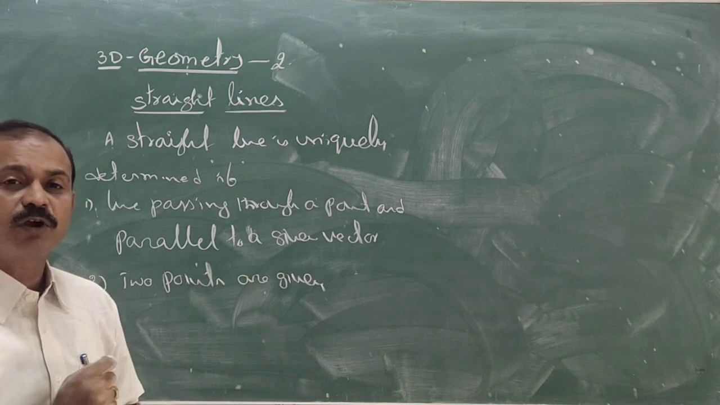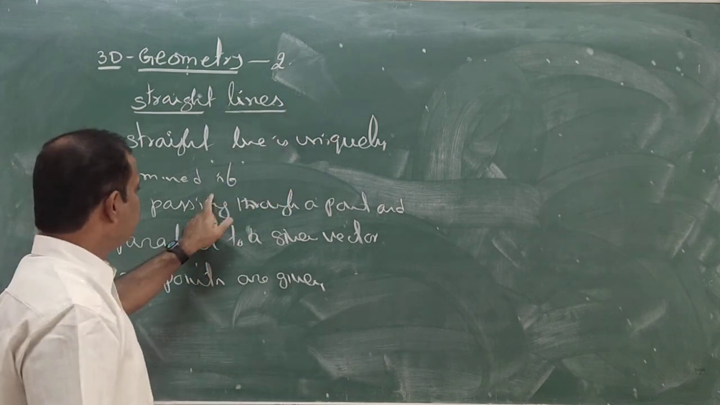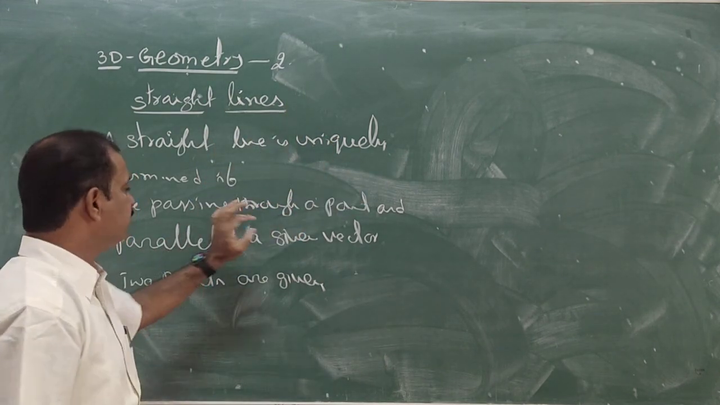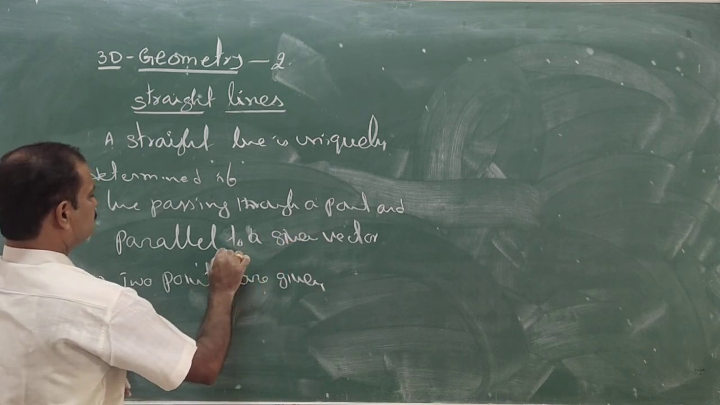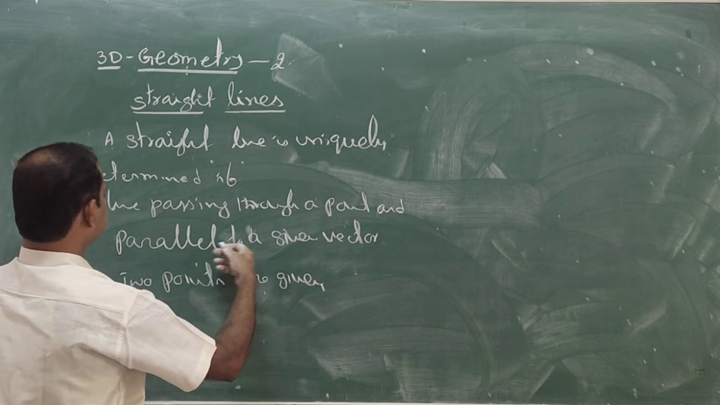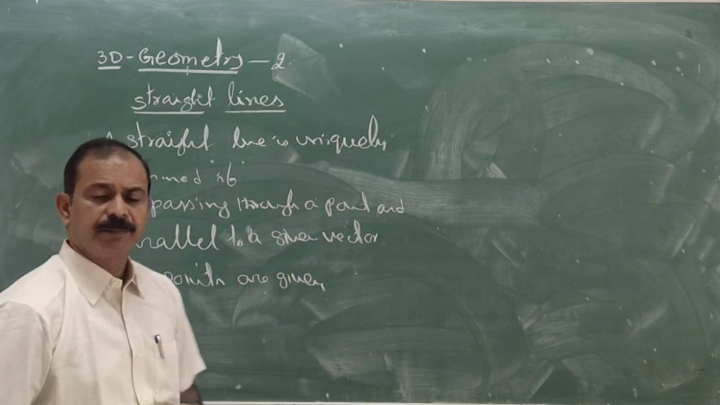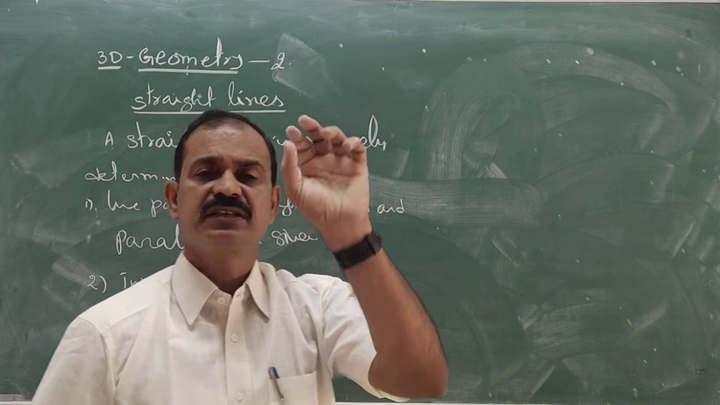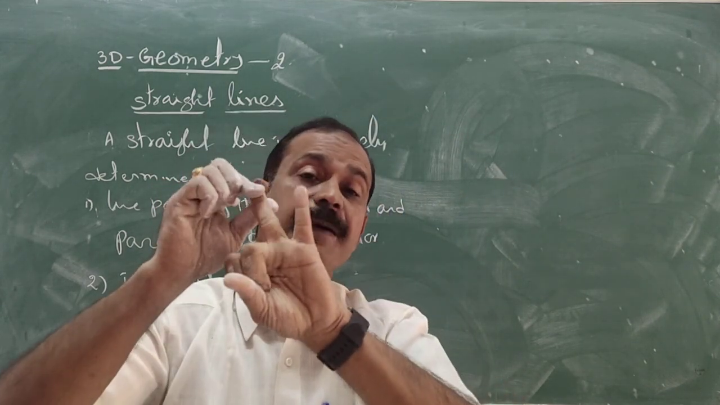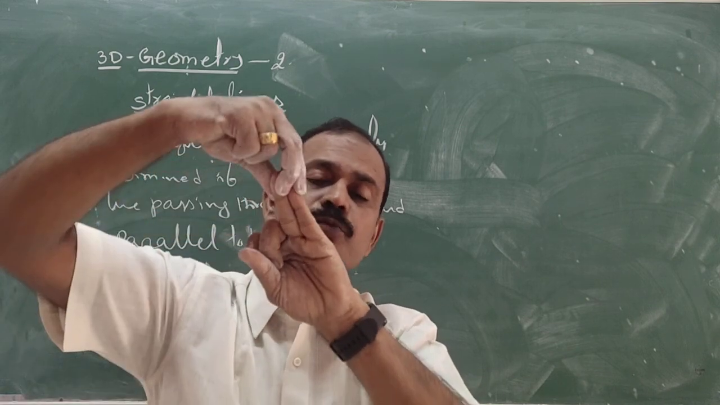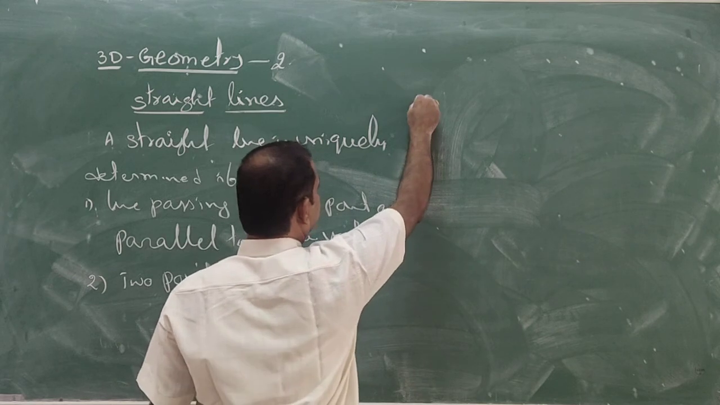Now the major thing I say: whenever straight lines are there, keep in mind that we need one point and we need a parallel vector, that's all. So a straight line means it should pass through a point and it must be parallel to a vector. If these two are known, the straight line is determined. So let me derive the first equation.